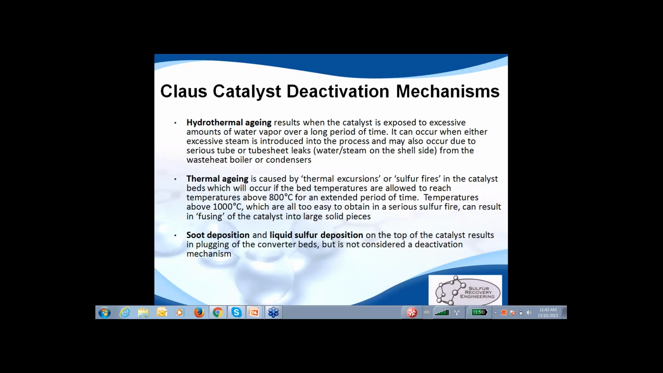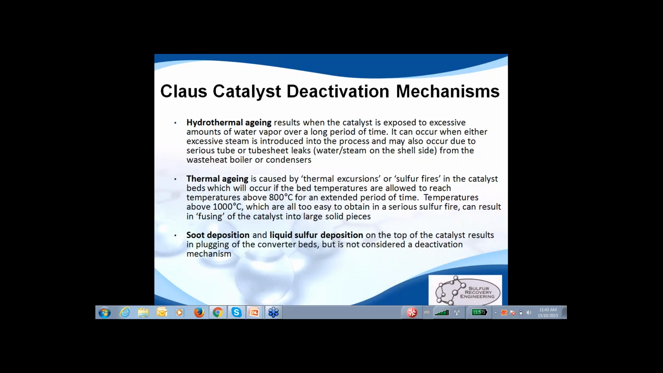Finally, soot deposition and liquid sulfur deposition. We want to operate our Claus converters at a temperature above the bed-specific dew point, below which liquid sulfur would form. Liquid sulfur will plug our catalyst pores and impact the ability of H2S and SO2 to participate in the Claus reaction in the inner surface area of our catalyst. Soot deposition is extremely common during SRU shutdown or startup procedures.